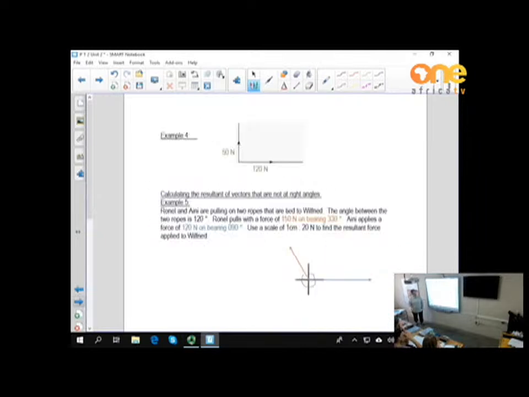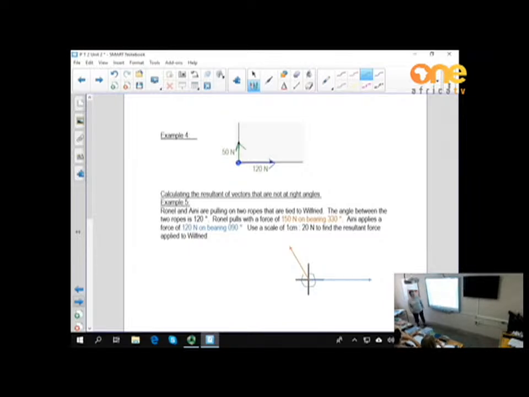Here we have another example. We've got 2 forces. If this is a pole, for example, there's one force pulling the pole with a force of 120 Newton in that direction. Let's say there are 2 forces. There's a 120 Newton force pulling the pole in that direction, and we have a 50 Newton force acting on the object in that direction.